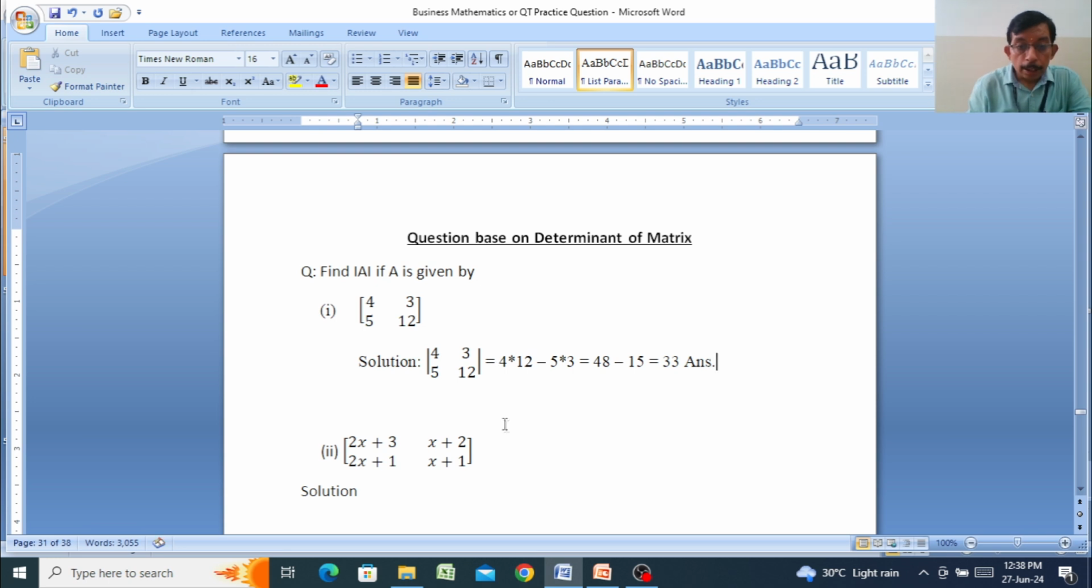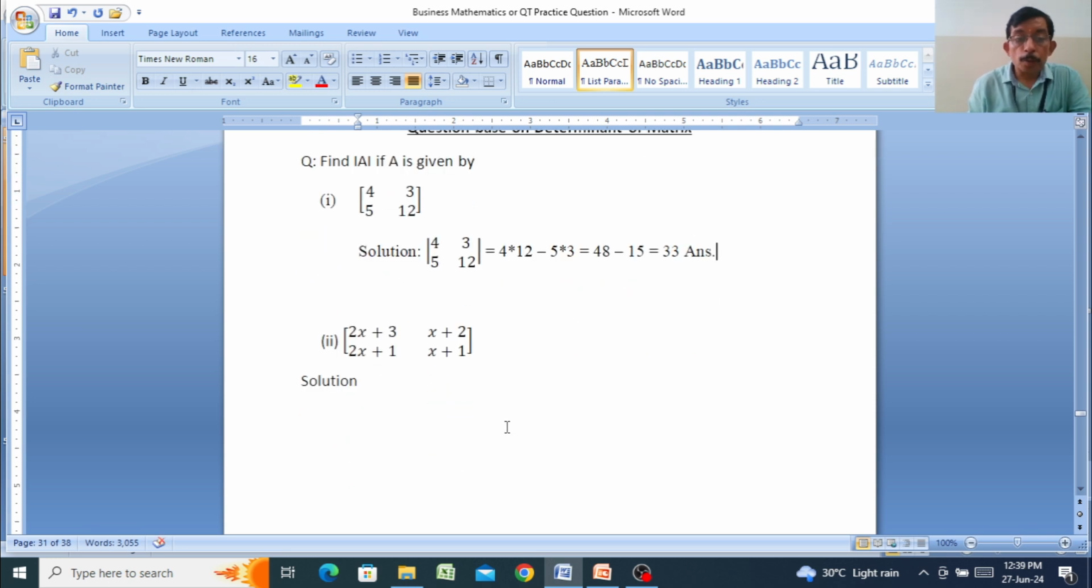Now we come to the next question. In this question, we find the value of the determinant. The matrix is given here. First we note down the determinant form of the given matrix.